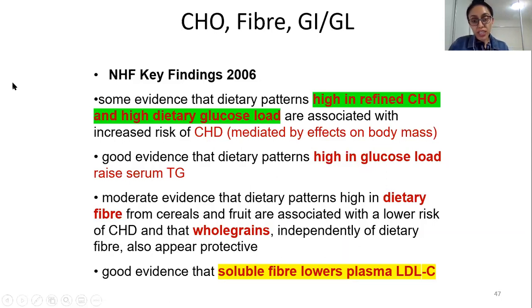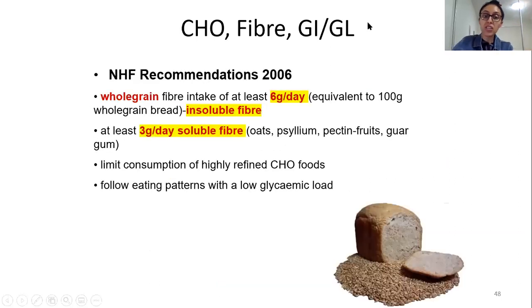Certainly within carbohydrate, what is recommended is fiber, and how much is recommended is 6 grams of insoluble fiber, which is around 100 grams of whole grain bread. For example, 1 thick slice, or 2 medium slices. And then you have 3 grams of soluble fiber, which is found in your oats, psyllium husk, and all of your fruits.